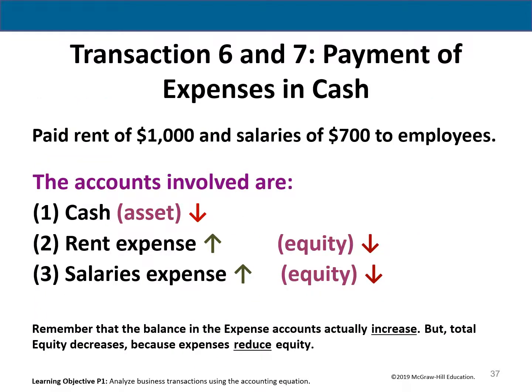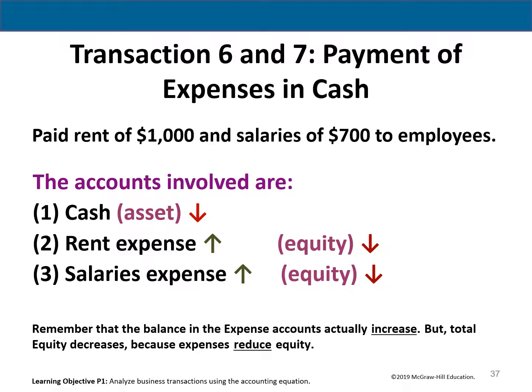Take a look at the next one. Paid rent of $1,000 and salaries of $700. Remember what we said, these are services being provided to the company so that they can run their operations day in and day out. These are expenses. So we want to decrease the cash column for the total amount of those expenses we paid, because that's how we're paying for them. When you see that word paid, cash is going out the door. But we will keep track of rent expense and salaries expense in their own separate columns in the equity area.